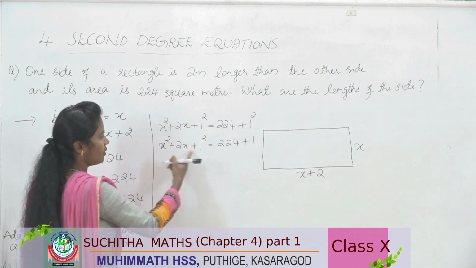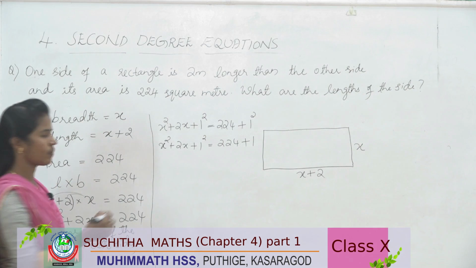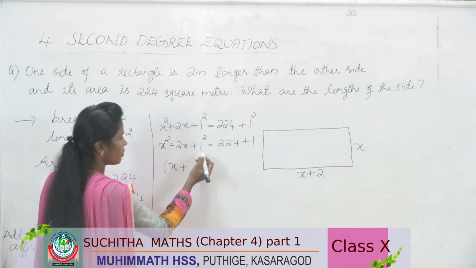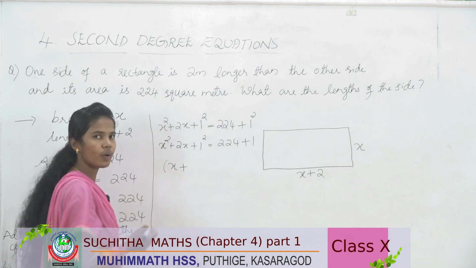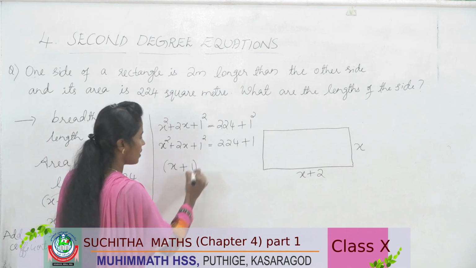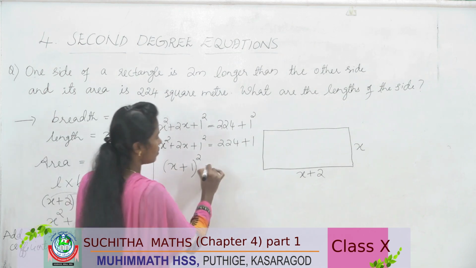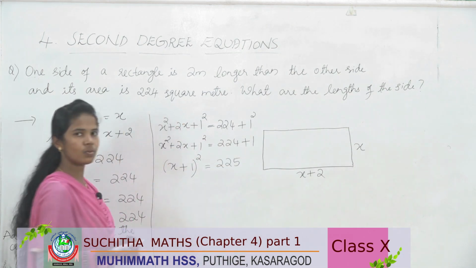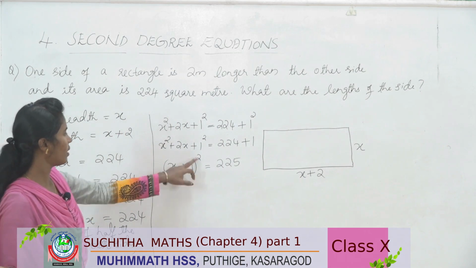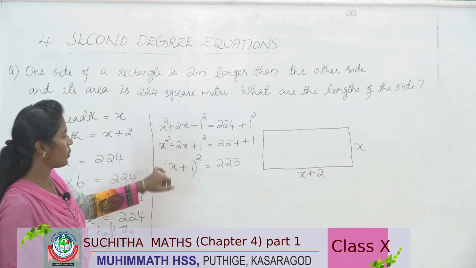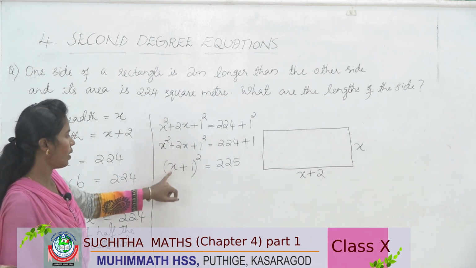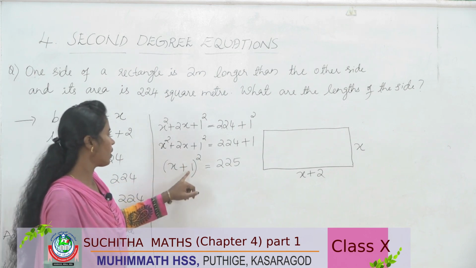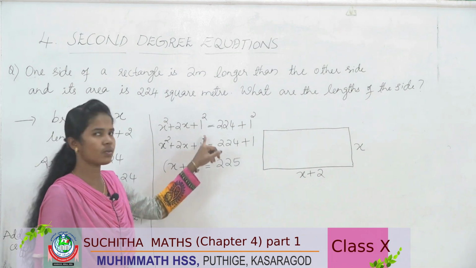So write this in the form x plus y whole square. So here first term is x and last term is 1. So x plus 1 whole square equal to 225. 224 plus 1 is 225. So x square plus 2 into x into y, that is 2 into x into 1, is 2x, plus y square, that is here 1 square.